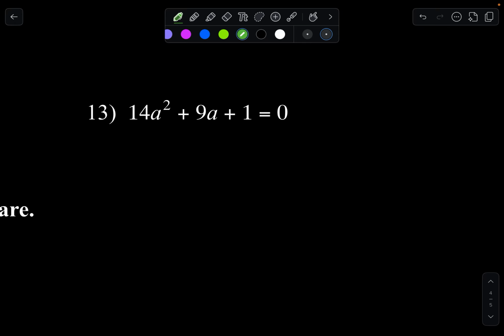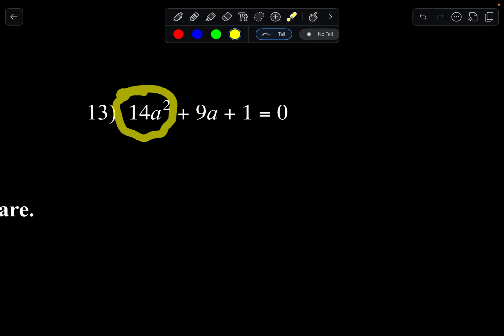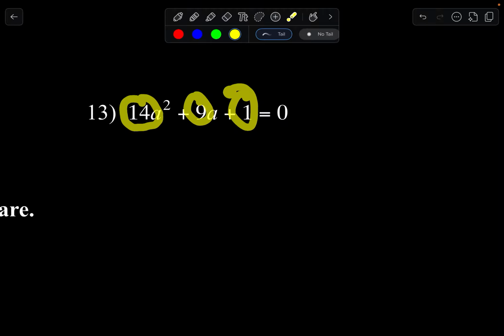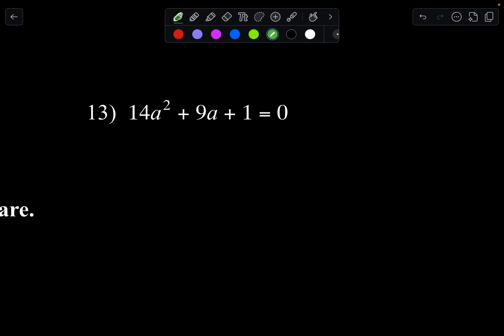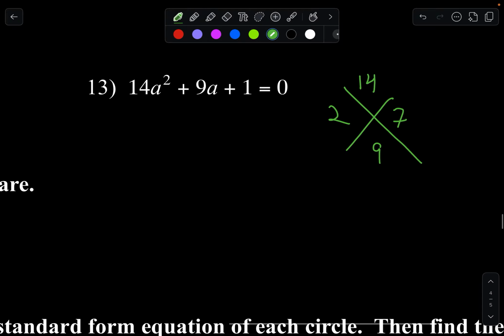Okay. Then we got this one. Factor this. Well, first step, when you have a number other than 1 in front of the squared term, is you got to see if there's anything common between the numbers 14, 9, and 1, and there isn't. All right, there's nothing common between those three numbers. So now we look for product sums. Again, we look for two numbers that multiply to, in this case, 14, add up to 9. That's 2 and 7. Then we got to make a box.